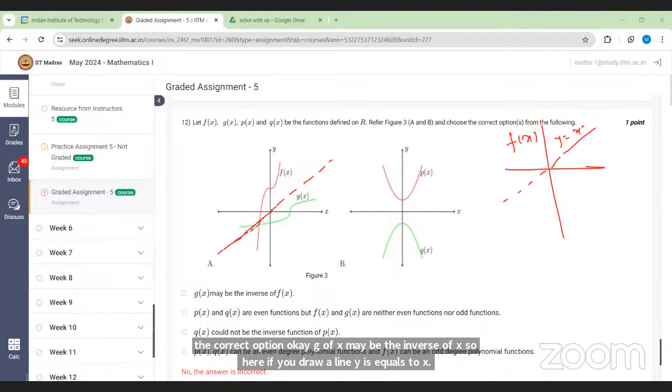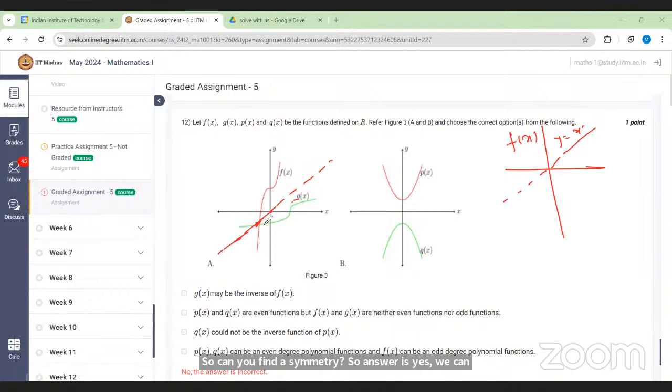So the answer is yes, we can find a symmetry. Here this graph is symmetric to this graph, and this graph is symmetric to this graph. So that means g of x may be the inverse of f of x, so this option should be correct. Now similarly here, if you consider the line y equals x, can you find a symmetry? Yes, this is also symmetric. So I think both options are true.